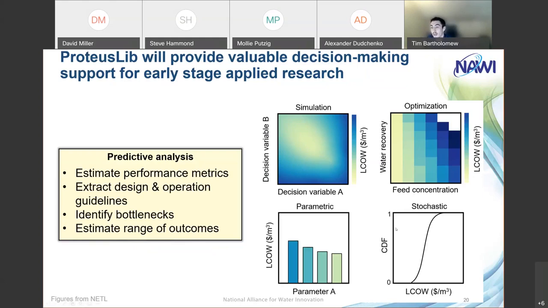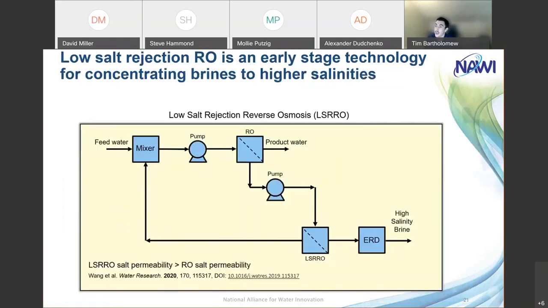And so I'm going to walk through these types of analyses for a specific process. And in particular, this relatively newly proposed technology by Wang et al. at Yale, for low salt rejection reverse osmosis. And so this process is a multi-stage process, and the first stage is always reverse osmosis.